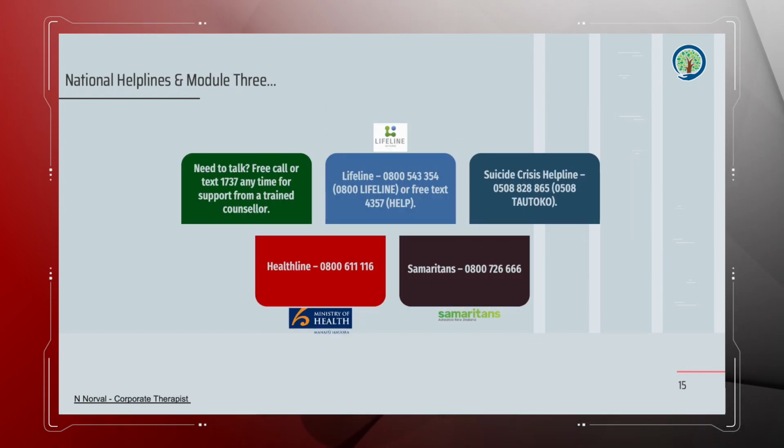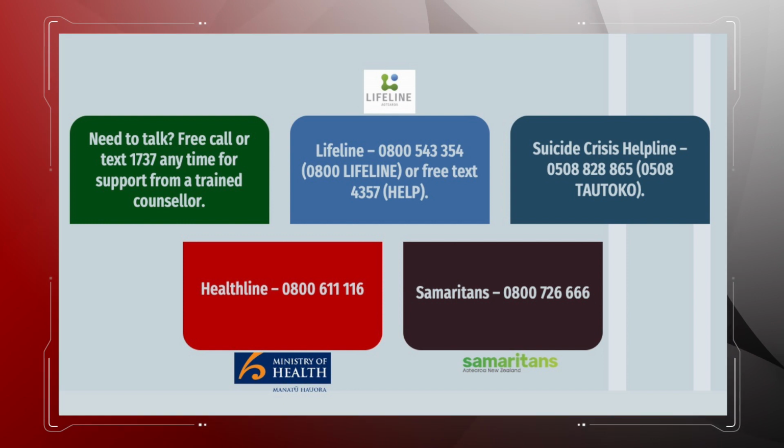In this slide, there's a few helplines. So if you find yourself in the last two levels and you have no idea of getting out, please contact one of these contact numbers.